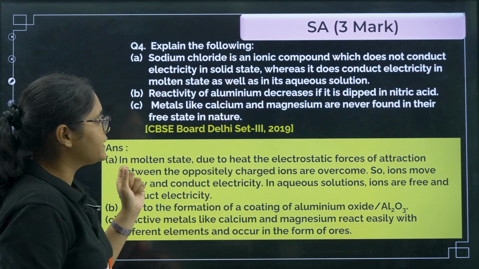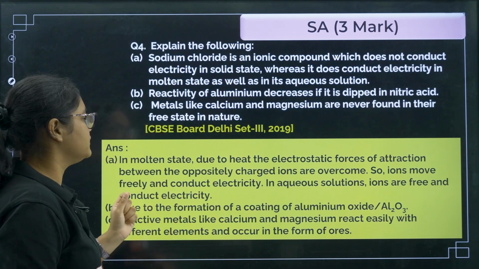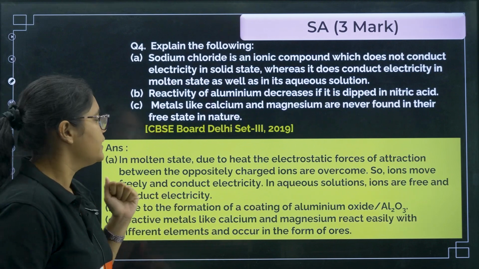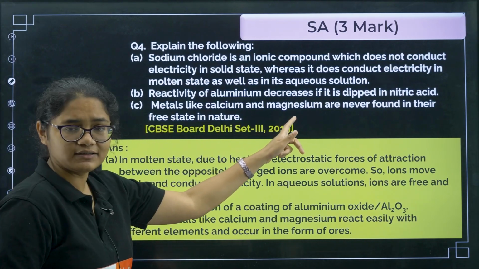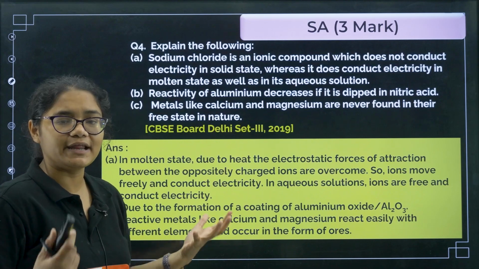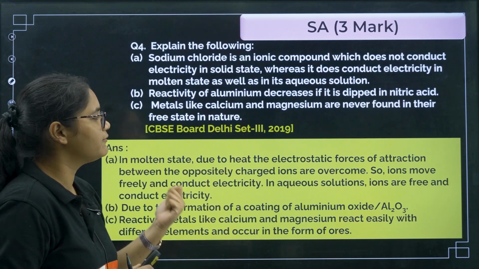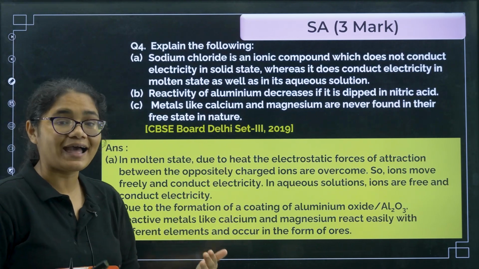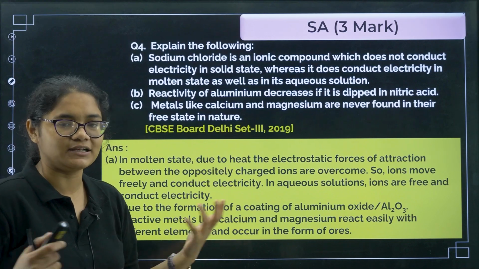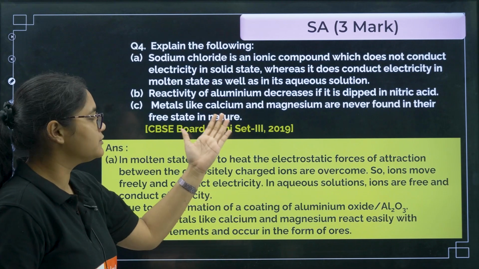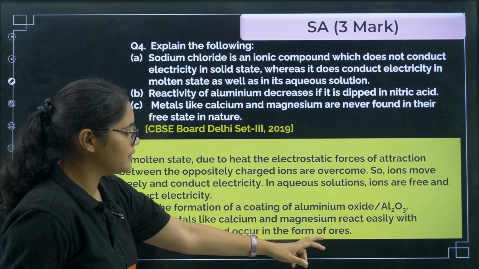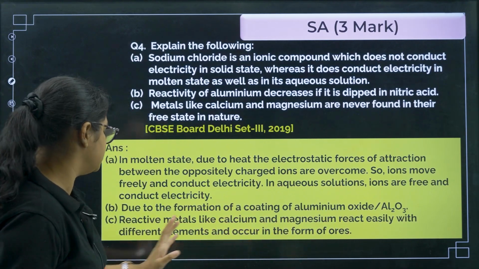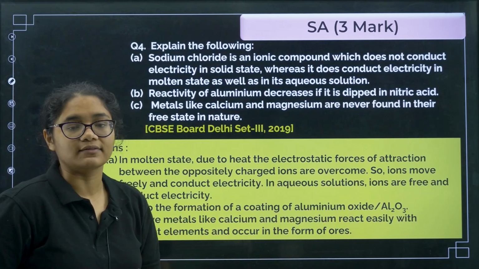Next, metals like calcium and magnesium are never found in their free state in nature. These are highly reactive metals, right? They react with all the elements present in the atmosphere, so we can never find calcium and magnesium as they are in the atmosphere. We can find calcium oxide and magnesium oxide, because these are highly reactive metals. Reactive metals like calcium and magnesium react easily with different elements and occur in the form of ores.